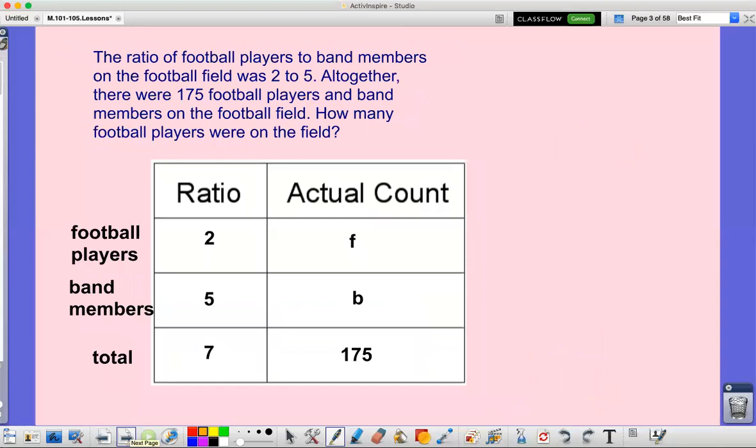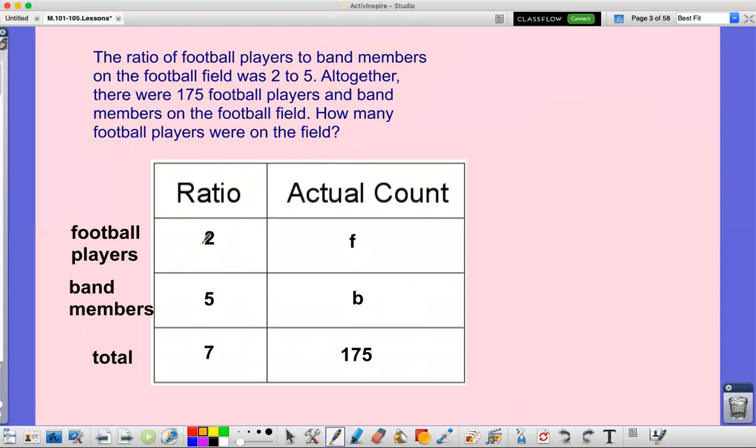Let's try this one. If the ratio of football players to band members on the football field was 2-5, and altogether there were 175 football players and band members on the football field, how many football players were on the field? So here's your ratio box. You have your ratio and your actual count.